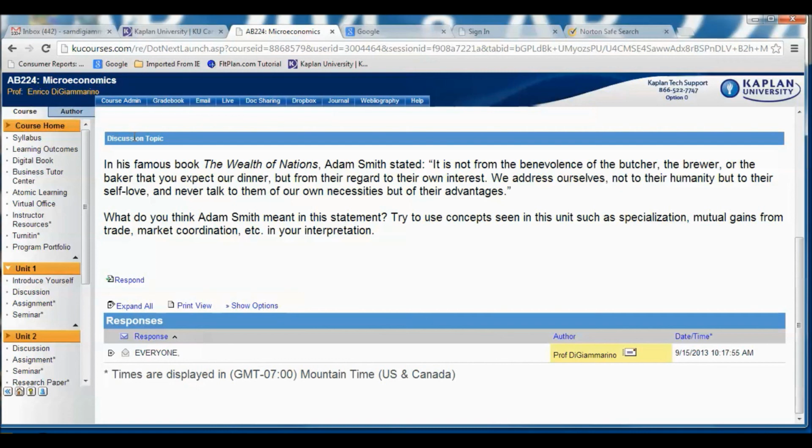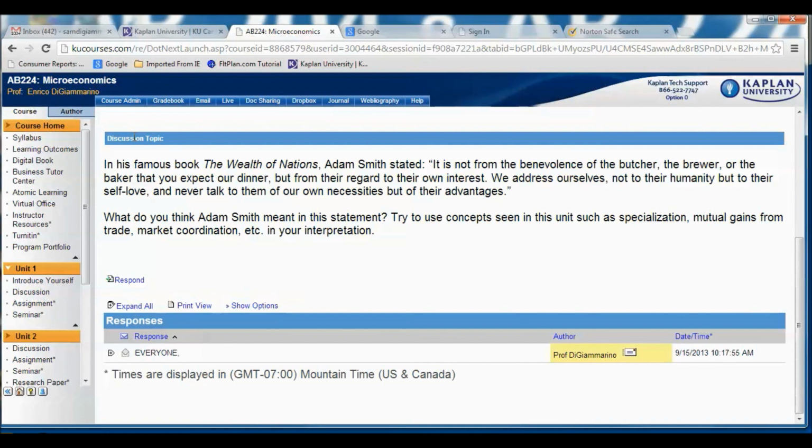Fourthly, your answer to the question must have a reference at the bottom. If there's no reference there, you lose some points. If you don't post by Saturday, you lose some points. If you don't post on 3 separate days, you lose some points. If you haven't posted to 2 of your classmates, you lose some points. So make sure you get all your points in.